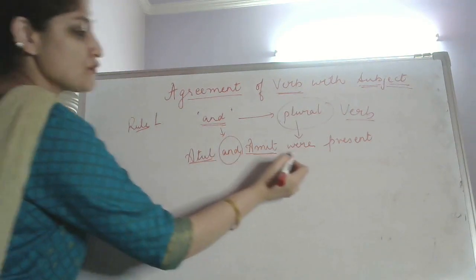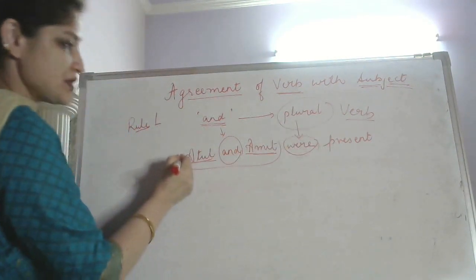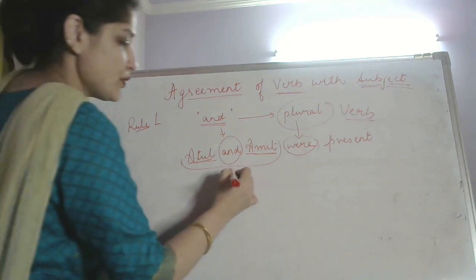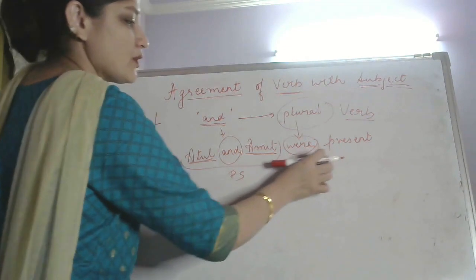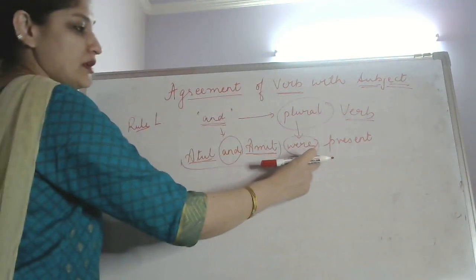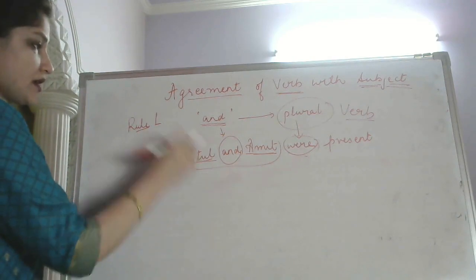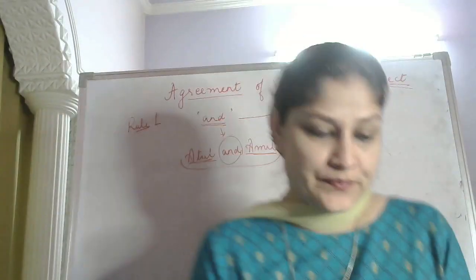So this verb should agree with the subject. So if this is plural, it will remain plural. If this is singular, then it goes as singular. Right? So this is the topic. Agreement of verb with a subject. That is how goes the first rule. Let's see the second one.